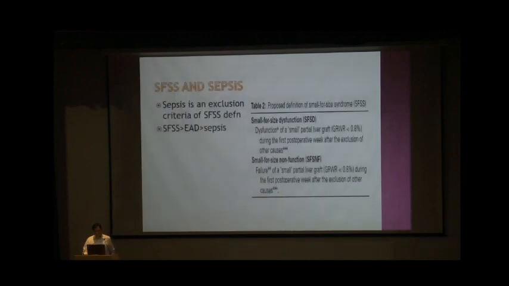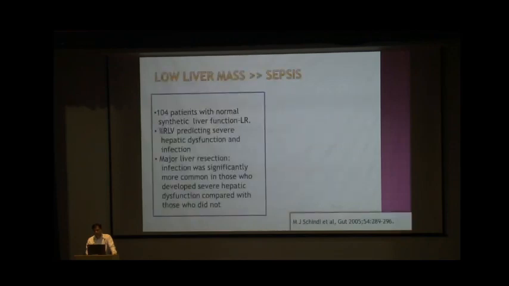Coming to small-for-size syndrome and sepsis. Sepsis per se is not included in the definition of small-for-size syndrome, and it is actually excluded from small-for-size syndrome. However, small-for-size syndrome can lead to early allograft dysfunction, which can be a nidus for sepsis. So regarding the literature, I couldn't find direct evidence of small-for-size syndrome leading to increased incidence of sepsis.